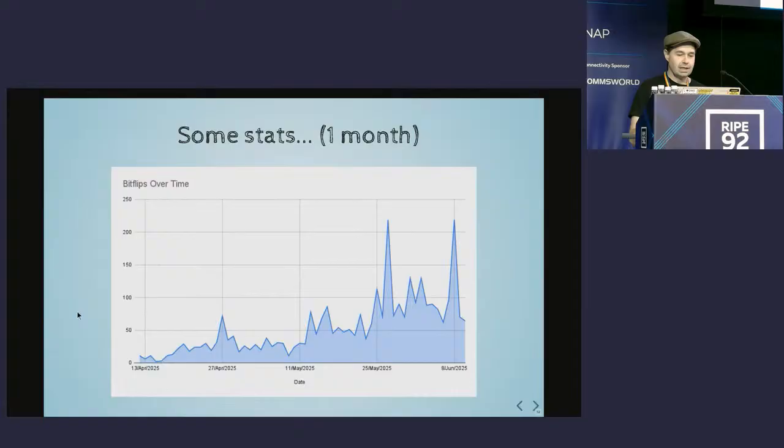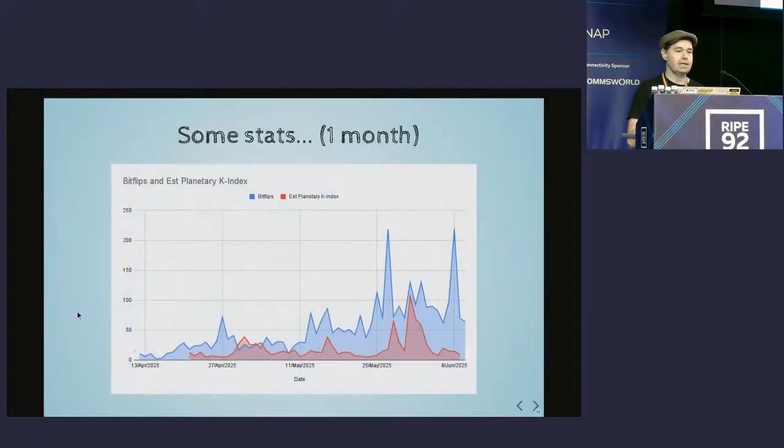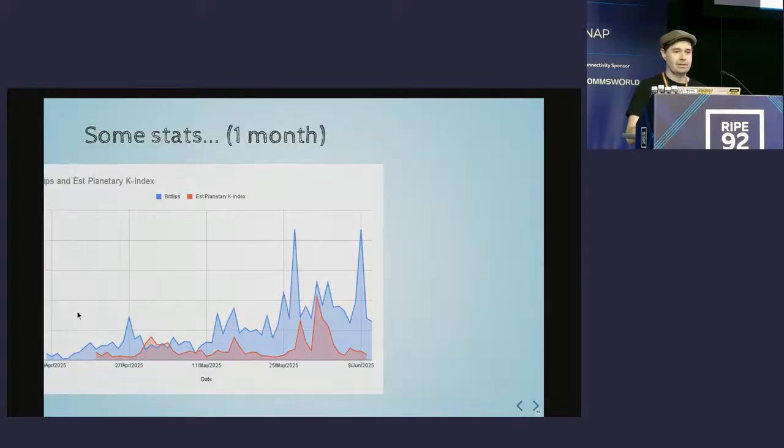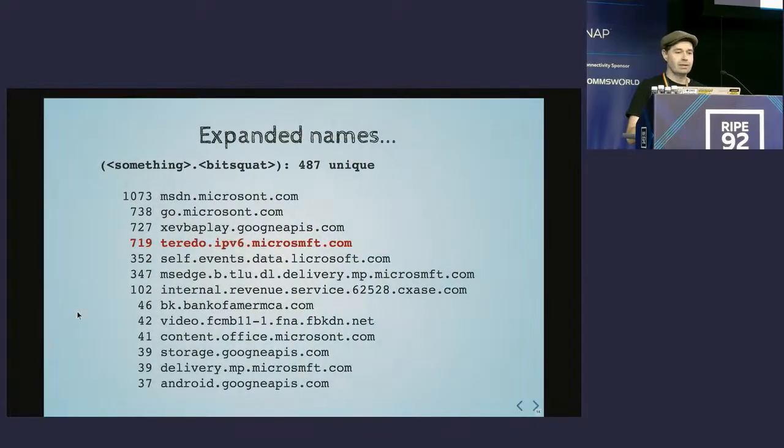What's interesting, and more research is needed here, is there's this thing called the estimated planetary K-index. That is basically a graph or number of the amount of cosmic rays hitting the Earth at any given time. And, more stats needed, but it kind of feels like there's a correlation here. But why is this interesting?